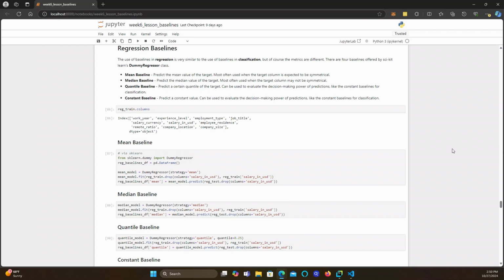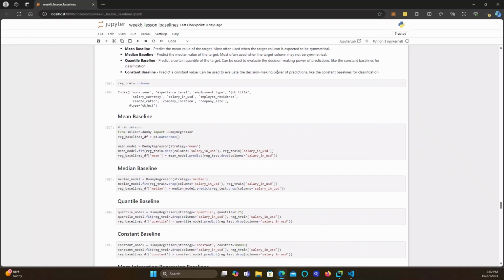You can use a quantile baseline, which is where you predict a certain quantile of the target, and this is often used to evaluate the decision-making power of predictions. It's kind of like a constant baseline for classification, where you can say, what if we just predict that everybody is in the bottom 25%? Like, what happens if we just predict that all data science salaries are in the bottom 25% of data science salaries? There's also a constant baseline where you predict a constant value, and once again, it is used to evaluate the decision-making power of predictions.